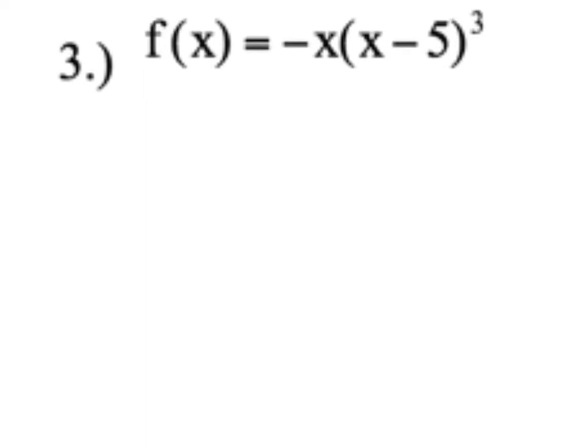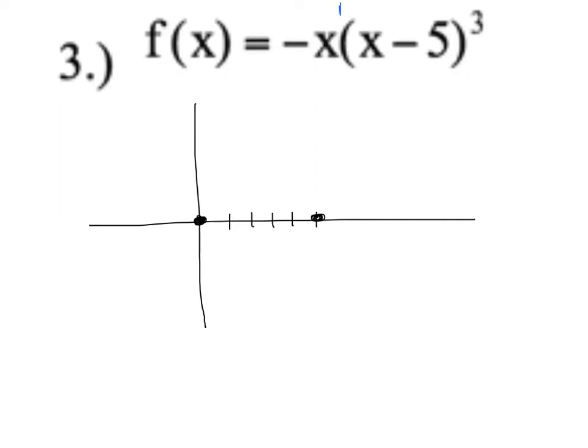Another polynomial. So if x is a factor, we have an x-intercept at 0. x minus 5 is a factor, so we have an x-intercept at 5. This is a fourth degree polynomial, 1 plus 3, and it's negative. So a negative fourth degree polynomial is going to have end behavior that is down. Some stuff's going to happen in the middle, but then the other end behavior is down. So negative fourth degree polynomial, down, down.